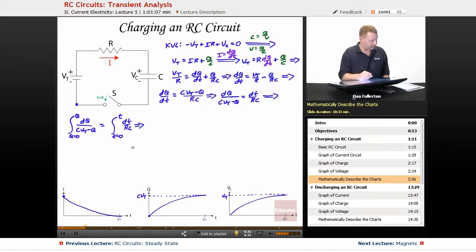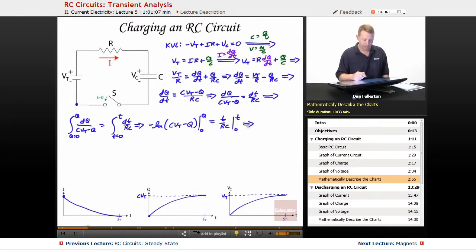All right, as we integrate this, the left-hand side, we've got a problem of the form du over u, and the integral of du over u is natural log of u. Now we've got du over minus u, so we're going to get minus the log of, what do we have, CVT minus q evaluated from 0 to q. And the right-hand side, well, 1 over RC is a constant, so we're just going to get t over RC evaluated from 0 to t.